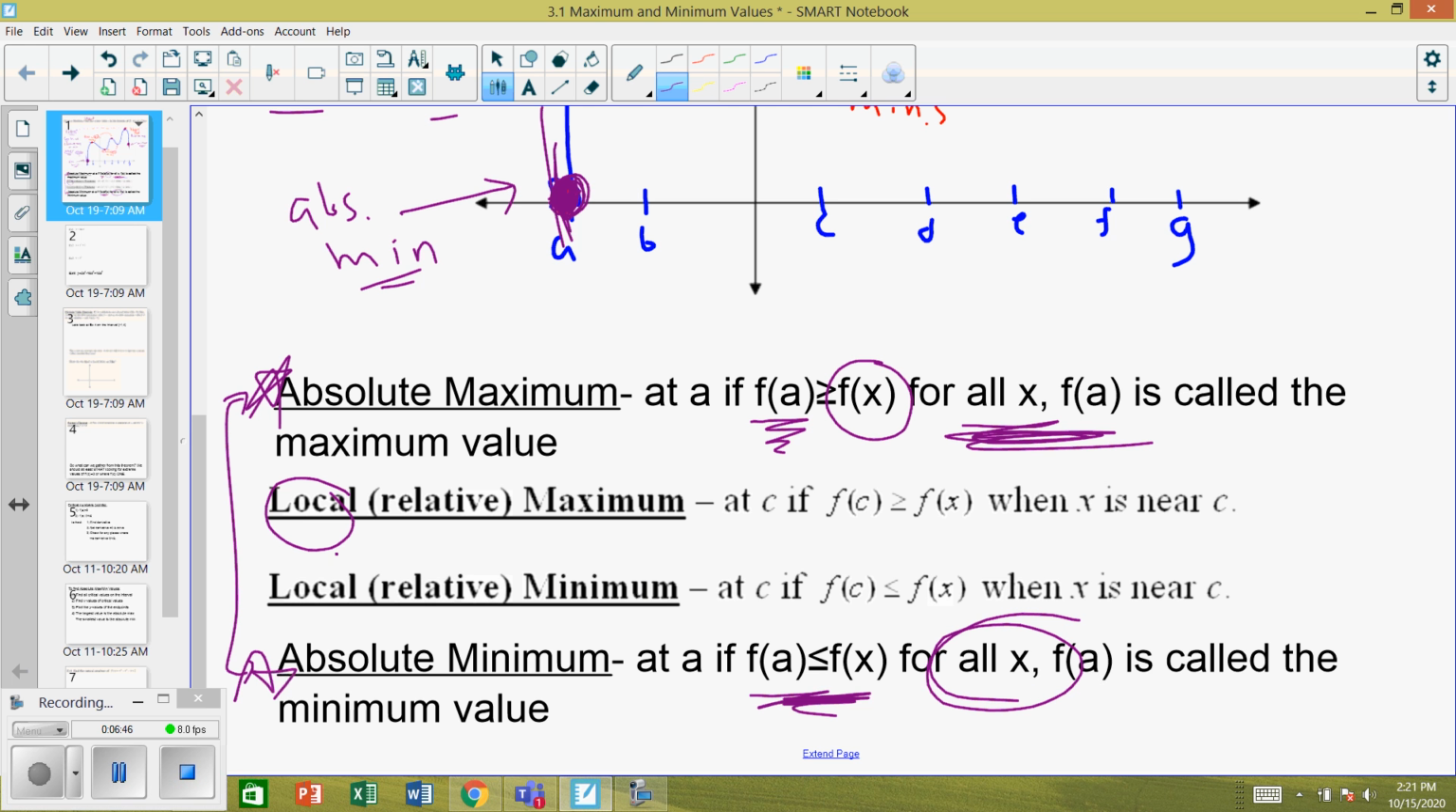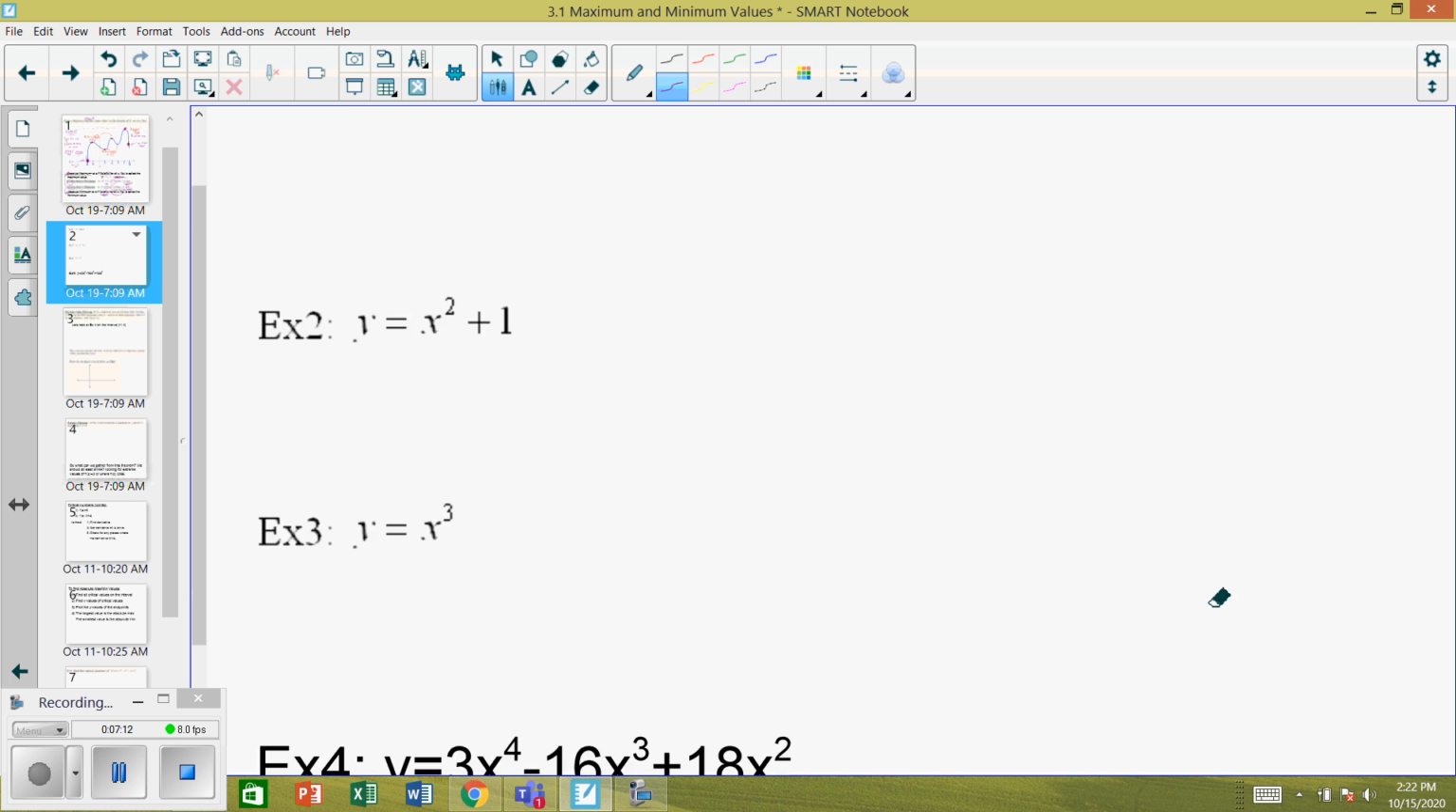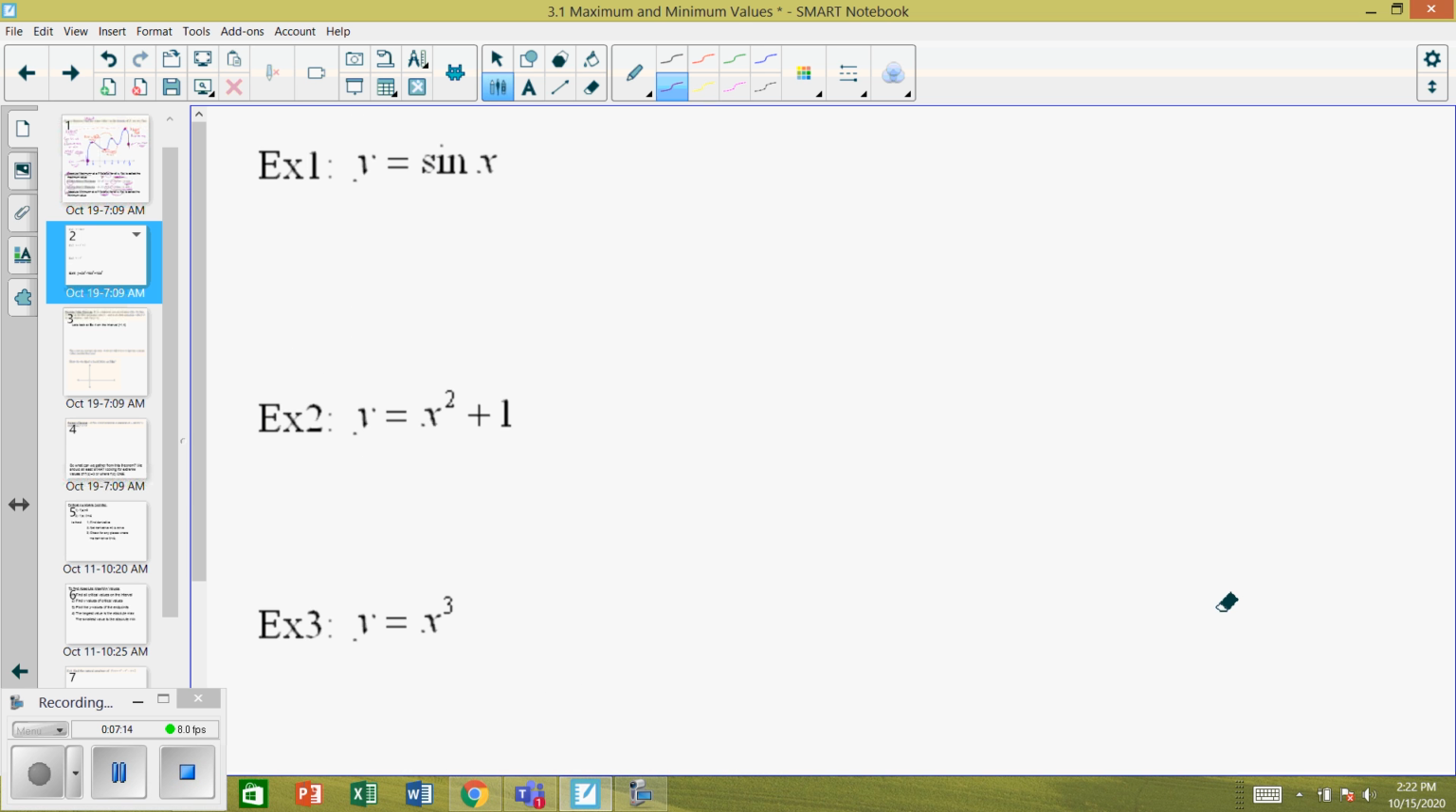Now, local or relative max and mins means that if f of c is greater than f of x when x is near c, then it's a relative max. And if f of c is less than f of x, so we have a minimum only near c, then it's considered a relative minimum. So ideally, we know what these mean. Okay? All right.